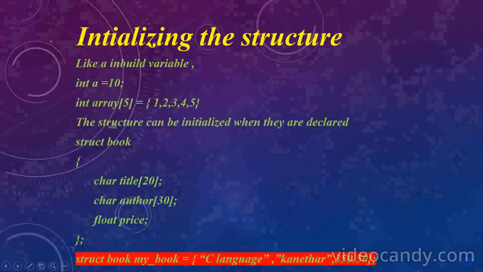Look at this part in the red: struct is the keyword, then book is the name of the structure. My book is the object of this structure, or variable. Then start with the curly bracket. First, before the comma, is C language. So C language will go into which one? Title. Then I have Knitkar, this goes as an author.